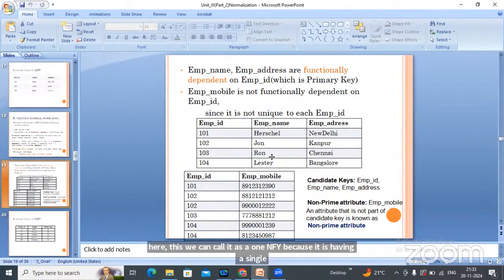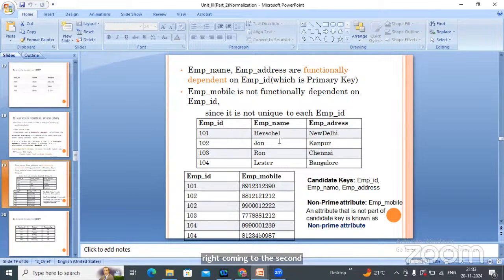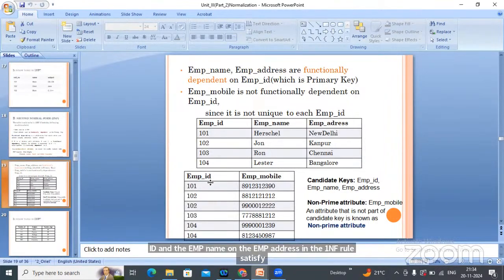Coming to the second rule, it should not have any partial dependencies. Means we can write only the roll number and the language name. If you take this table example, EMP ID, EMP name, EMP address: the 1NF rule is satisfied. What is the second? It should not have any partial dependencies.